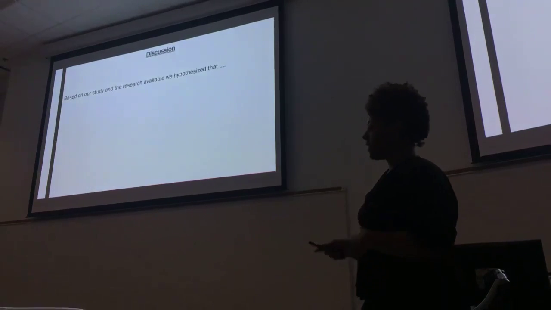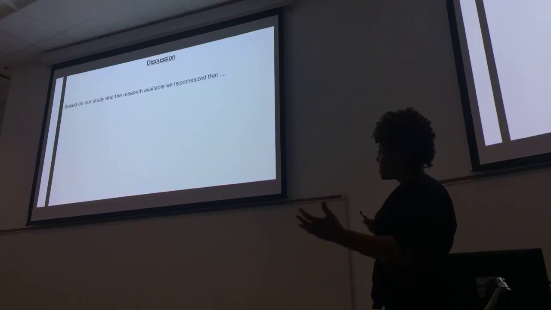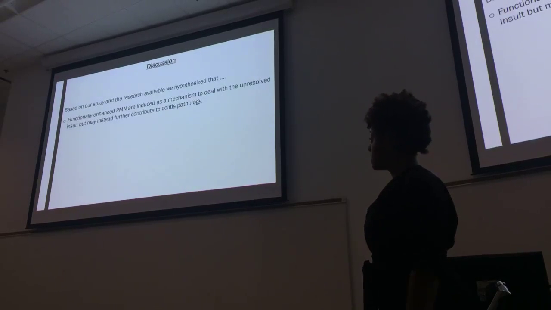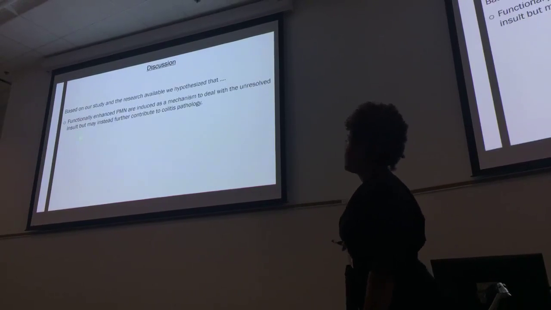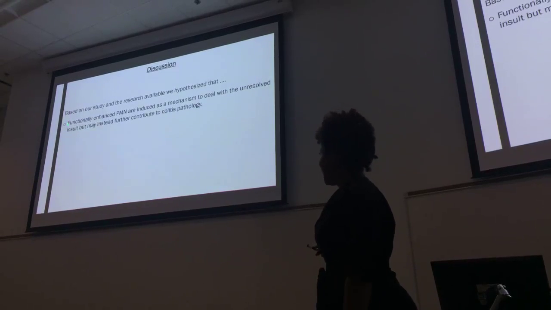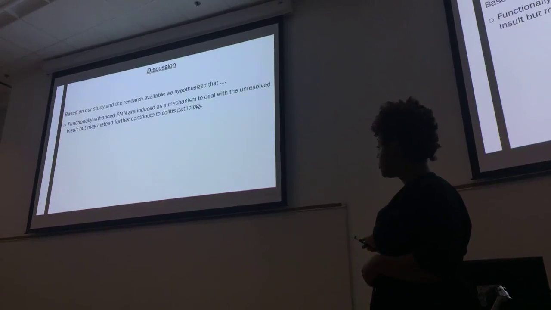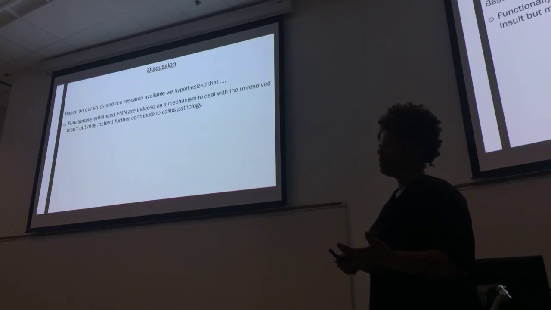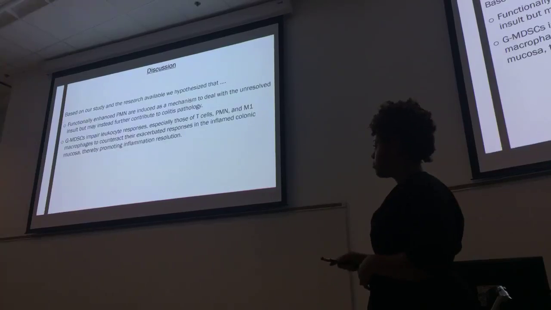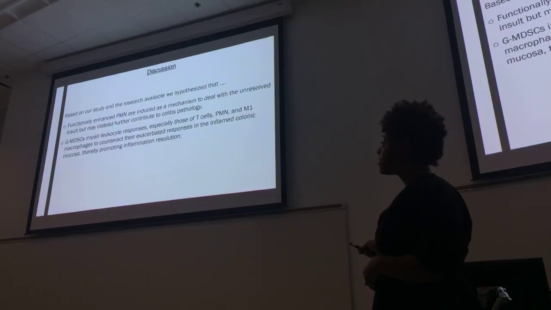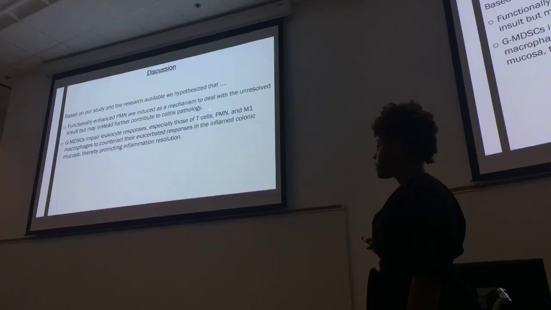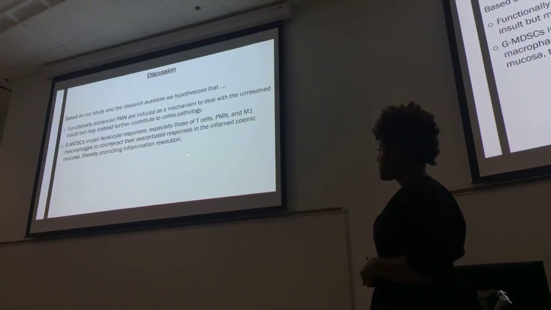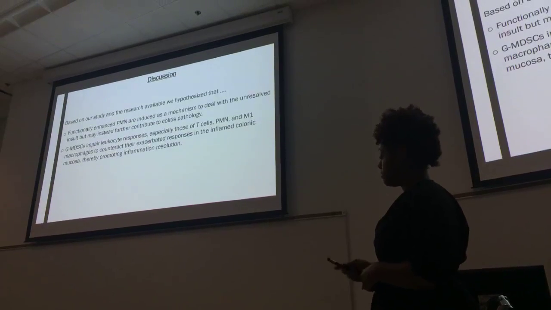Unfortunately, we didn't get to investigate too much of that, but based on all of these data together, we came up with a few hypotheses. Overall, functionally enhanced PMN are induced as a mechanism to deal with the unresolved insult, but may further contribute to the development of colitis pathology. Furthermore, we think that GM-MDSCs migrate in and impair the leukocyte responses, especially those of T cells, PMN, and M1 macrophages, which the literature has shown they also inhibit, to counteract their exacerbated responses and help promote inflammation resolution.